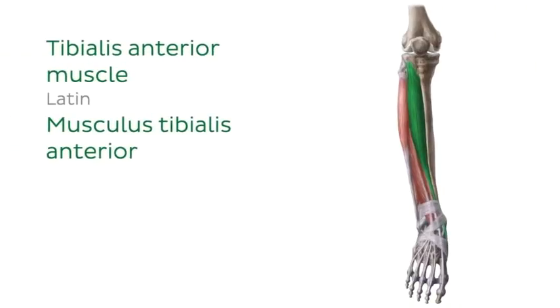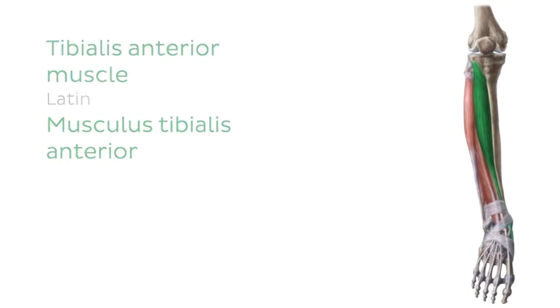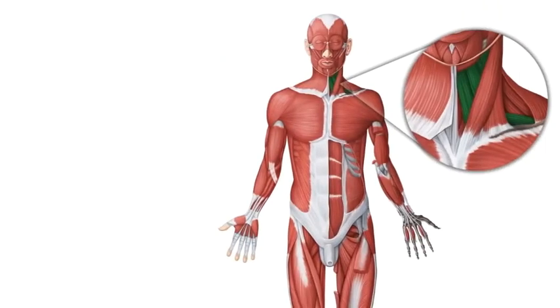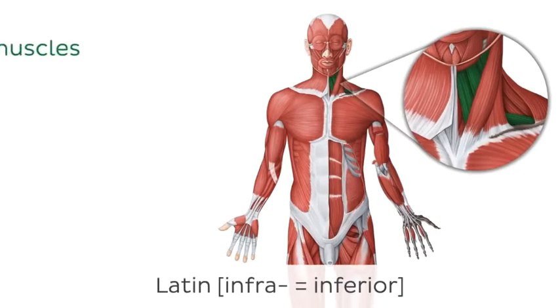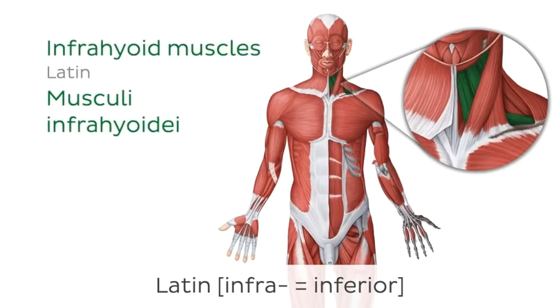A muscle can be named according to its location in the body. The tibialis anterior muscle is named after its location over the tibia bone of the leg. Muscles can also be named by their position or location in relation to other muscles and structures. For example, muscles can be described as being inferior to a muscle or structure, such as the infrahyoid muscle group. All of these muscles are located inferior to or beneath the hyoid bone.